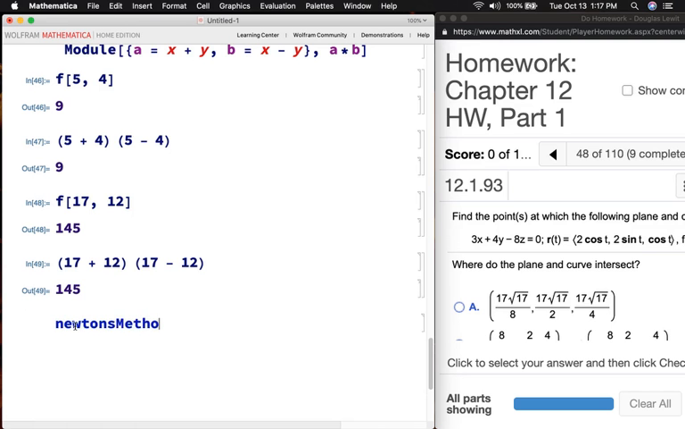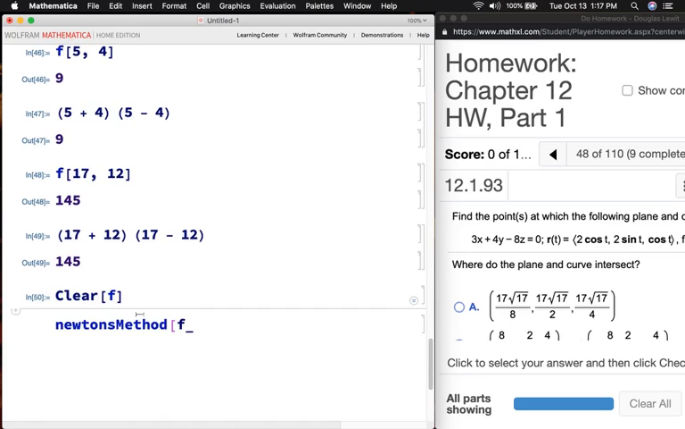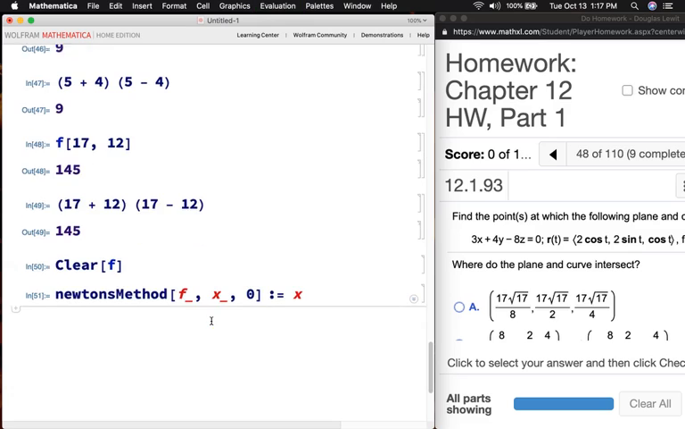Newton's method. Now remember, this is a Calculus 1 formula. Remember how it worked? Newton's method, so we're going to have a function. Here, I'm going to clear f. Okay, we're going to have a function. We're going to have a guess. And the number of iterations, if the number of iterations is 0, just give me back my guess. Shift Enter.